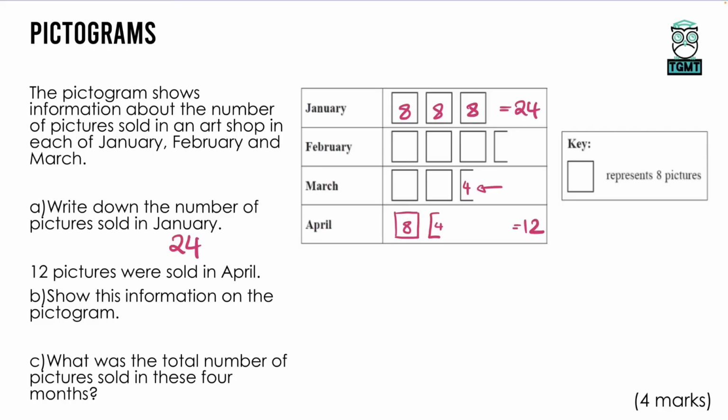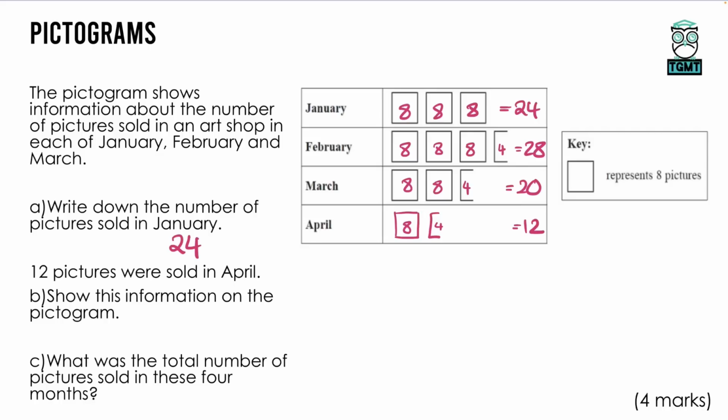Part C, what was the total number of pictures sold in these 4 months? So we need to add all of them together. So good job, we've already written down those two. We have 8, 16, 24, plus a 4, that's 28. And then we have 8, 16, 20.